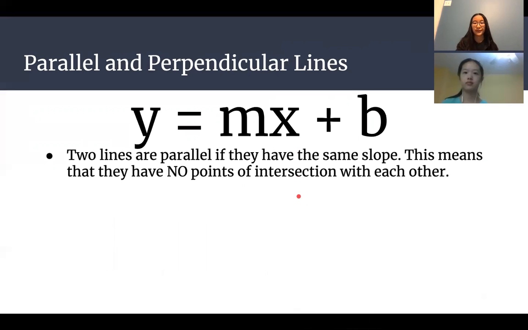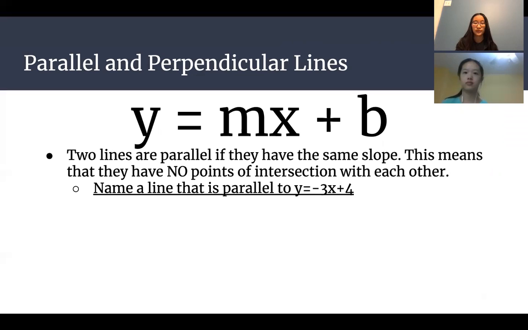Two lines are parallel if they have the same slope. And if they're parallel, that means they will never intersect no matter how far they go. And remember, slope is m, so a line will be parallel if it has the same slope.